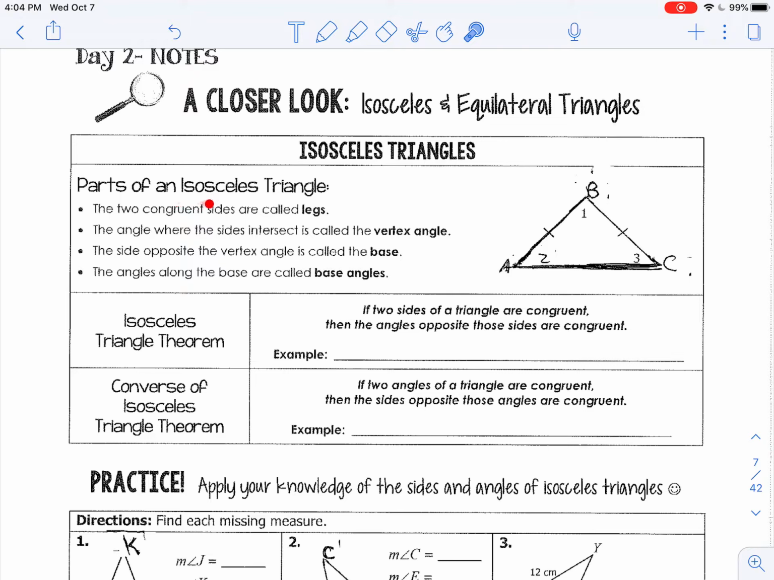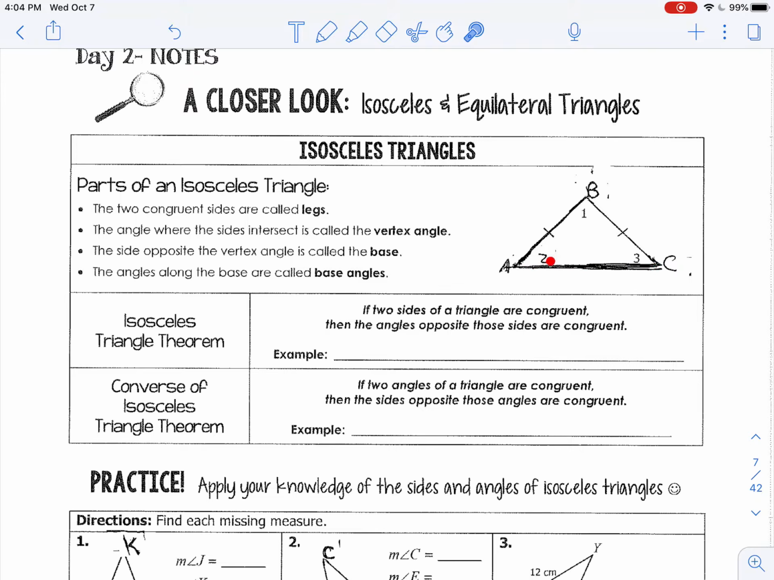Let's take a closer look at isosceles and equilateral triangles. Parts of an isosceles triangle: the two congruent sides are called legs. So this one and this one would be the legs. The angle where the sides intersect is called the vertex angle, and that would be angle 1 or angle B on this triangle. The side opposite the vertex angle is called the base.